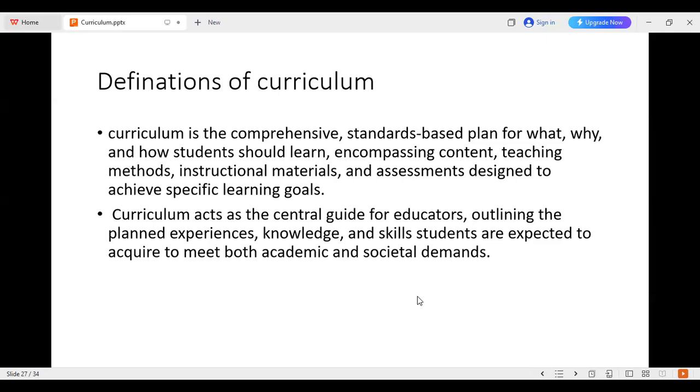This definition, the first definition, is a broad one. It highlights many things pertaining to the curriculum. Curriculum acts as a central guide for educators, teachers. Teachers need broad knowledge about curriculum.